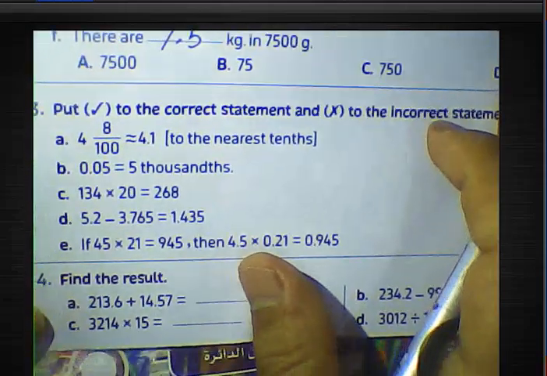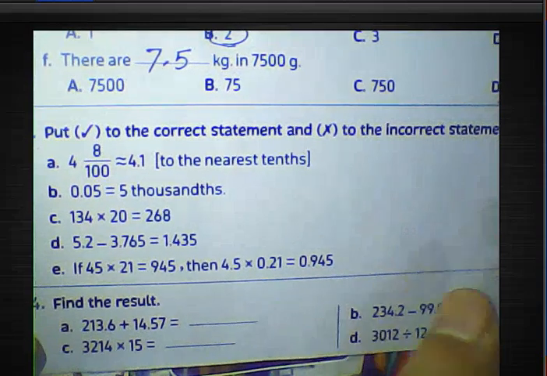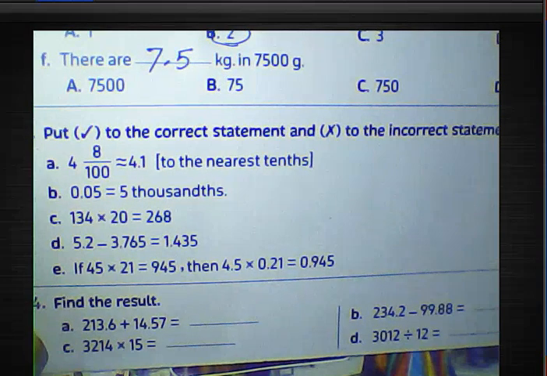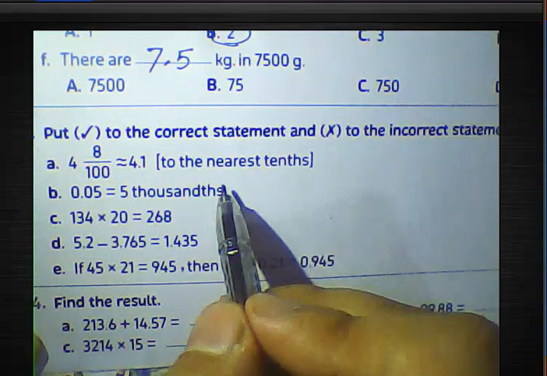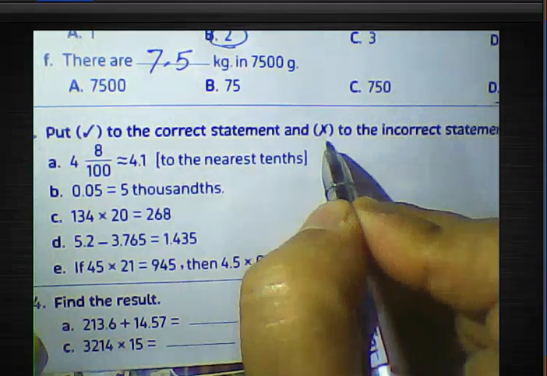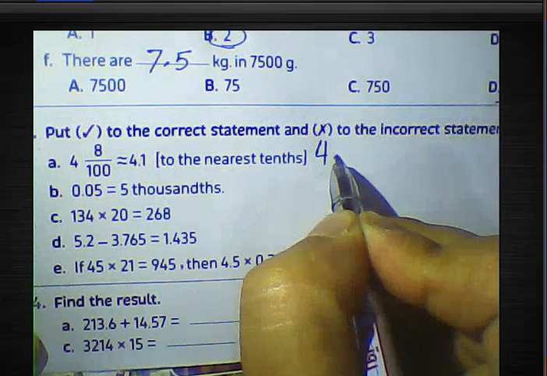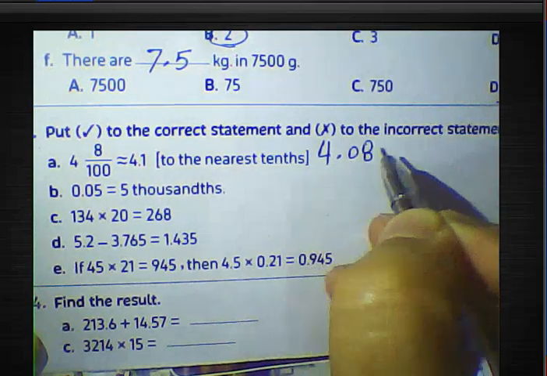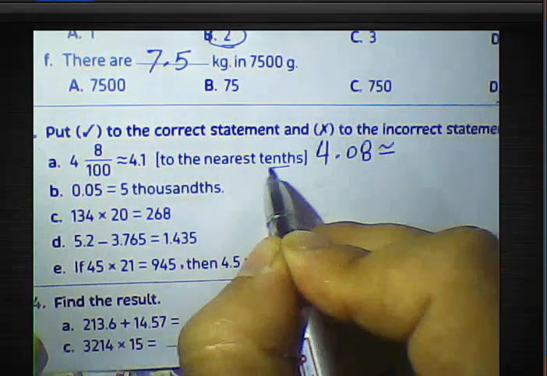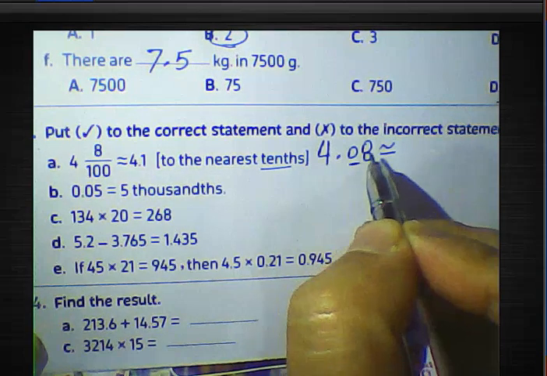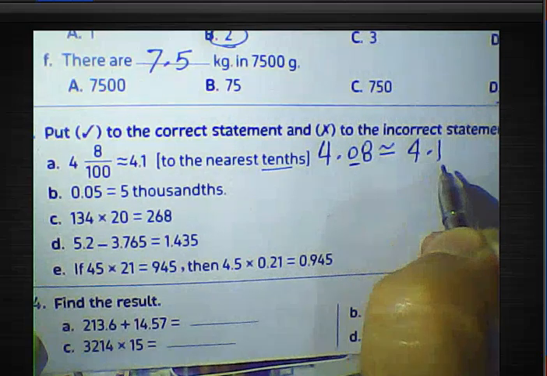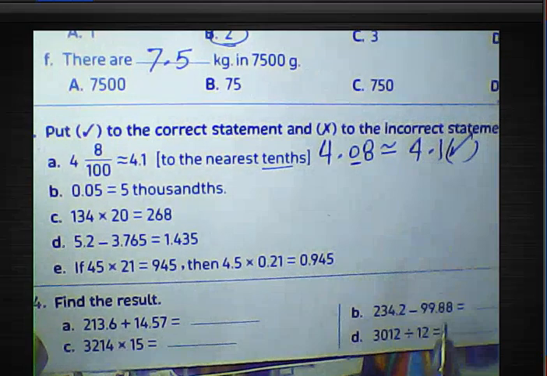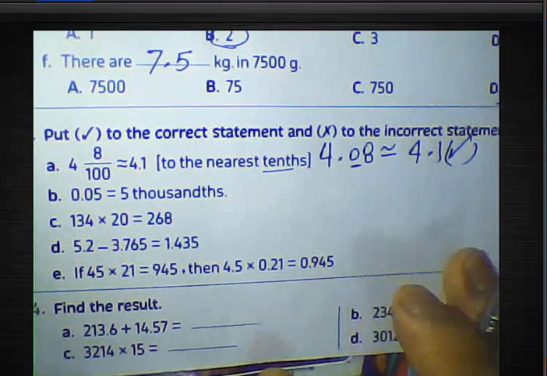Okay. Put true or false. Letter A. 4 and 4 over 100 equals 4.1 to the nearest tenth, true or false. Look at here, we can write the result first, 4.08, and then approximate the result to the nearest tenth. Here 0.08 can give 1 to the 0, the 0 will be 1. The result will be 4.1. So it will be true. What about letter B?